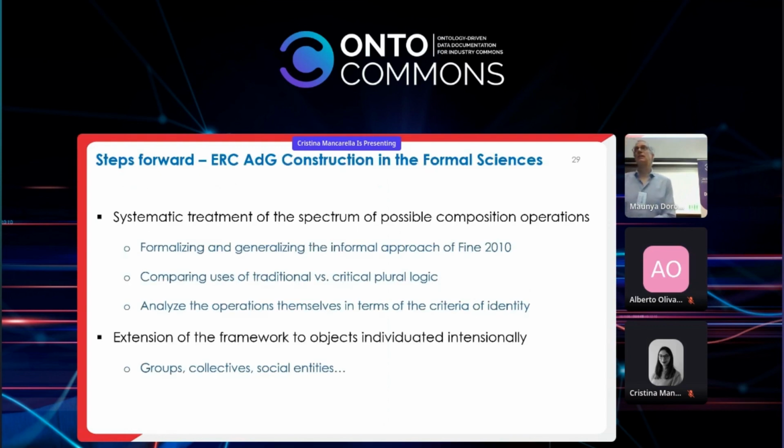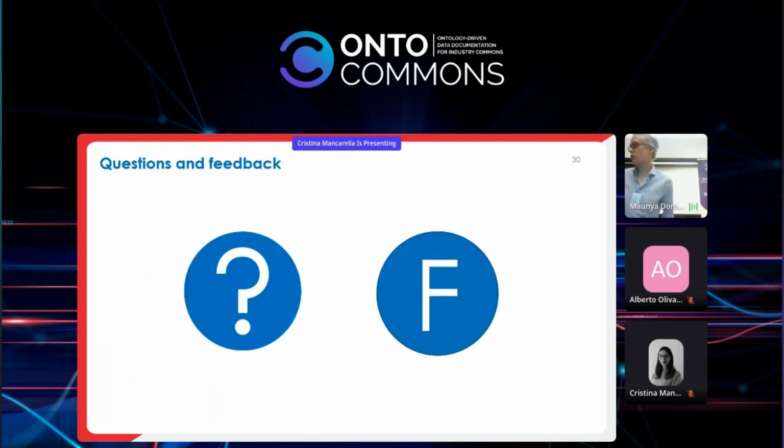And then lastly, some ideas about extending. So I mentioned the Finian pedigree of this, and this uses just some of the Finian resources from Kit Fine. So it would be nice to harness all of these resources and perhaps beyond. And I am also, in connection with an ERC project I'm just starting on, interested in constructing objects that are intentionally individuated. So groups, collectives, social entities, perhaps. So thank you very much.